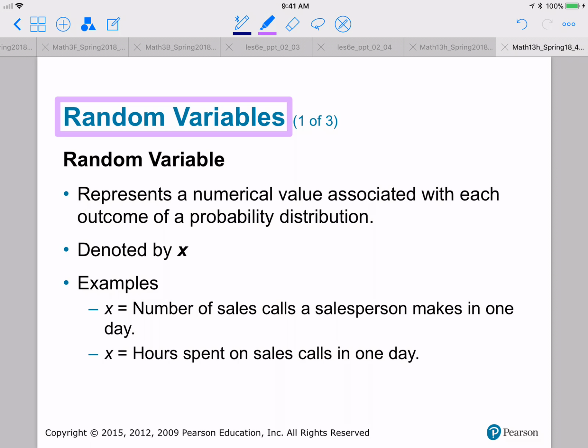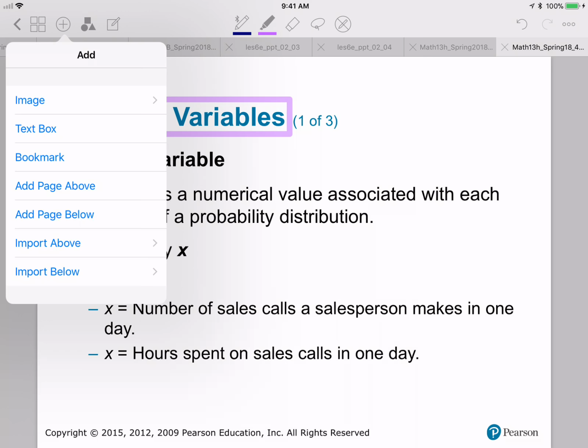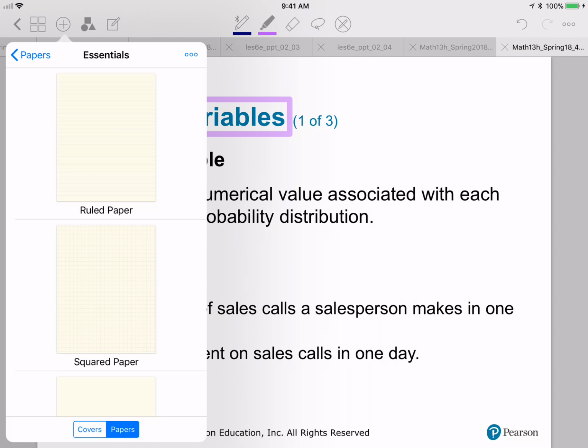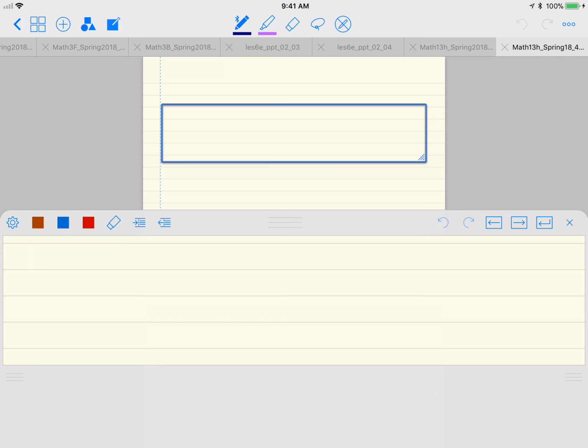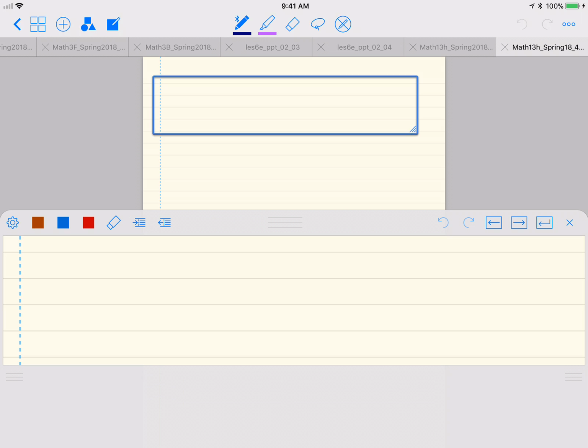Let me actually just say a little bit for clarification, because we're now listing another type of distribution. So far, we've been introduced to frequency distributions. And remember, what was a frequency distribution?